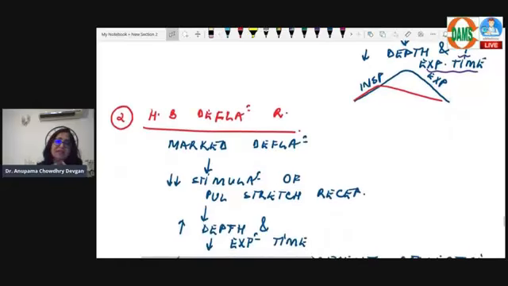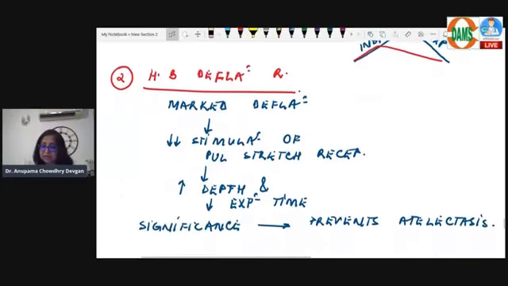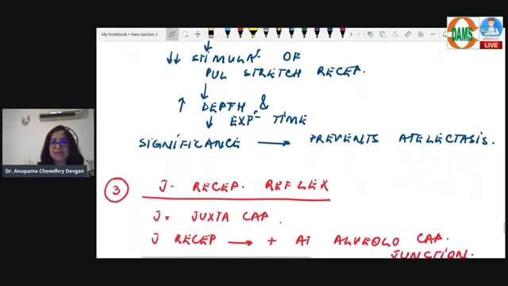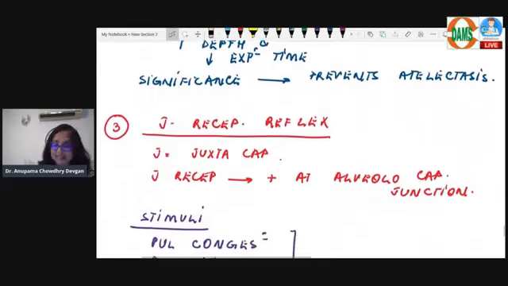The Hering-Breuer deflation reflex is the complete opposite. Whenever there is a marked deflation of the lungs, decreased stimulation of the pulmonary stretch receptors will increase the depth and decrease the expiration time. So, like I said, its significance is that it prevents atelectasis.